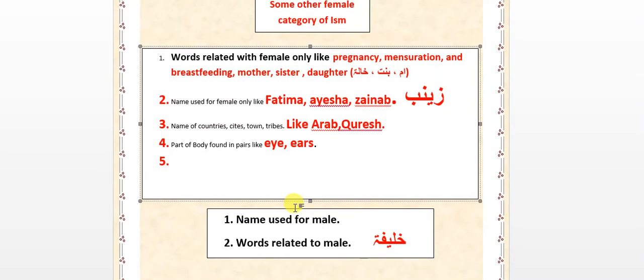So these are all the reasons for any ism being muannas, and there are only two reasons for any ism being a muzakkar. The first one is that it doesn't have any sign or reason for being muannas, and the second one is that an ism which is only used for or specialized for male is known as muzakkar.